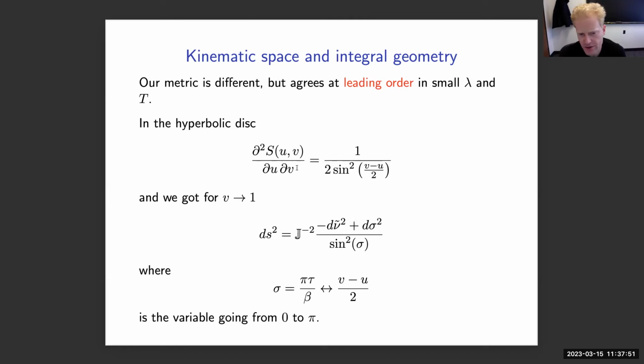So the metric in kinematic space is 1 over sin squared of the difference between V and U over 2, and we also get this 1 over sin squared of sigma a moment ago. Sigma is what corresponds to this variable because it goes from 0 to pi. Any other questions about this? This was the leading order in lambda.